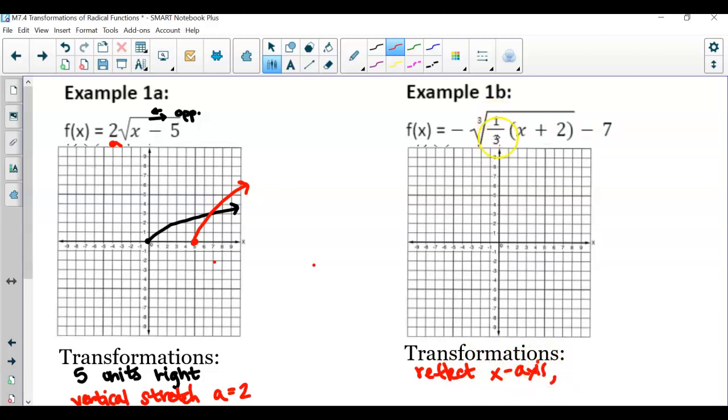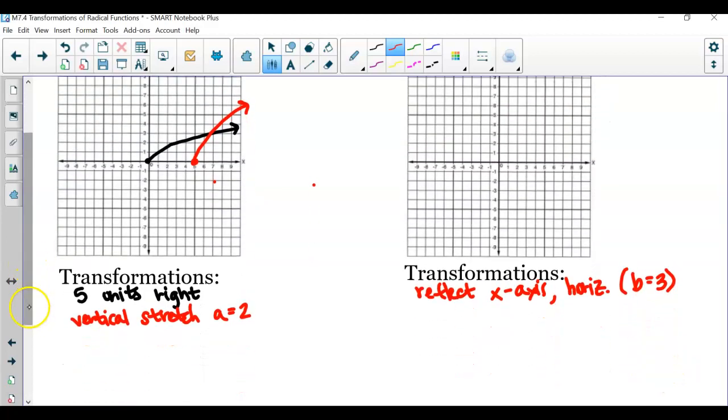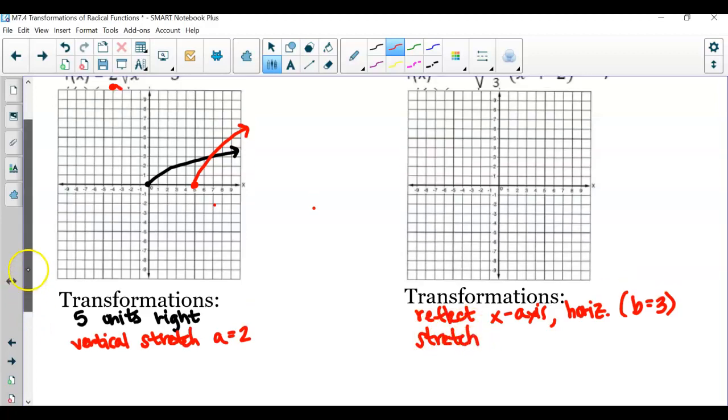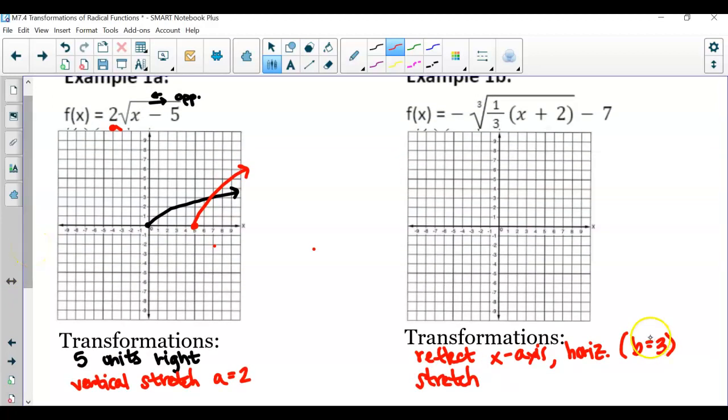We also have now inside of the radical. So remember, you have a fraction. So that means that this is a horizontal. And remember now, because it's already a fraction, b is equal to not 1/3, but b is equal to 3. So because it is another greater than 1 value, this is a horizontal stretch. So we're stretching it, right? Because b is greater than 1.